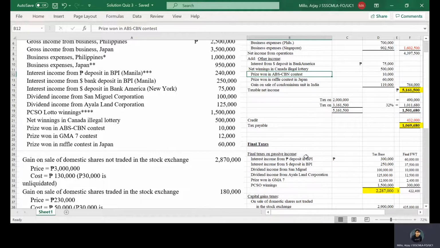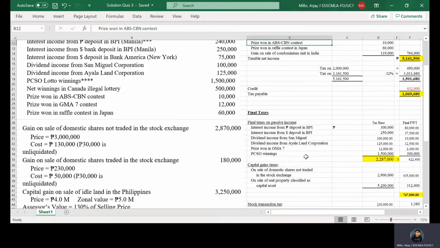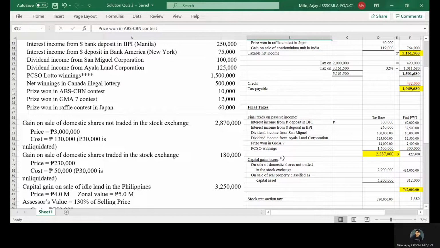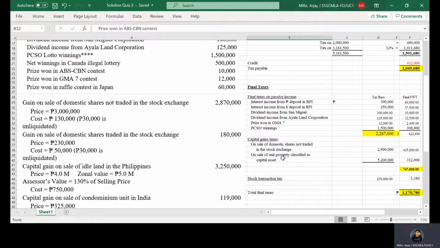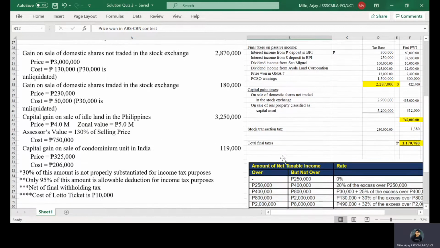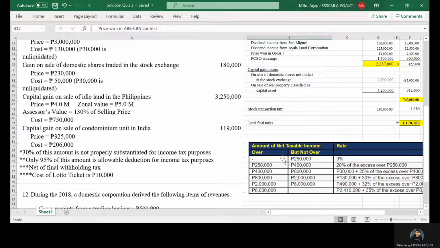Philippine peso deposit in BPI Manila. He also has interest income from dollar deposits, BPI Manila also, and a dollar deposit in Bank of America. He has dividend income from San Miguel and Ayala Land. Then he also has PCSO lotto winnings. He also has net winnings in Canada, illegal lottery. He also has prizes won in the ABS-CBN contest, in GMA, and in Japan. He also has a series of capital gains: domestic shares not traded in the stock exchange, gain on sale of domestic shares traded in the stock exchange. Then he also has capital gain on sale of idle land in the Philippines. Then capital gain on sale of a condominium unit in India.